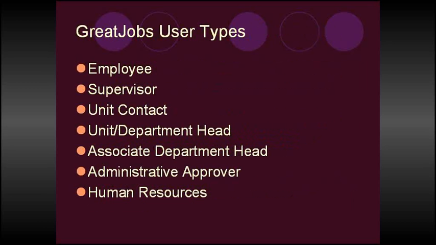And these are the different user types that are available in Great Jobs, and each of them have different access options. They're assigned by each unit's HR contact when their user account is created. And if it changes during the year, let's say an employee also needs to become a supervisor and you need to add that user type, you can just contact us here in HR and we can add that user type to their account.